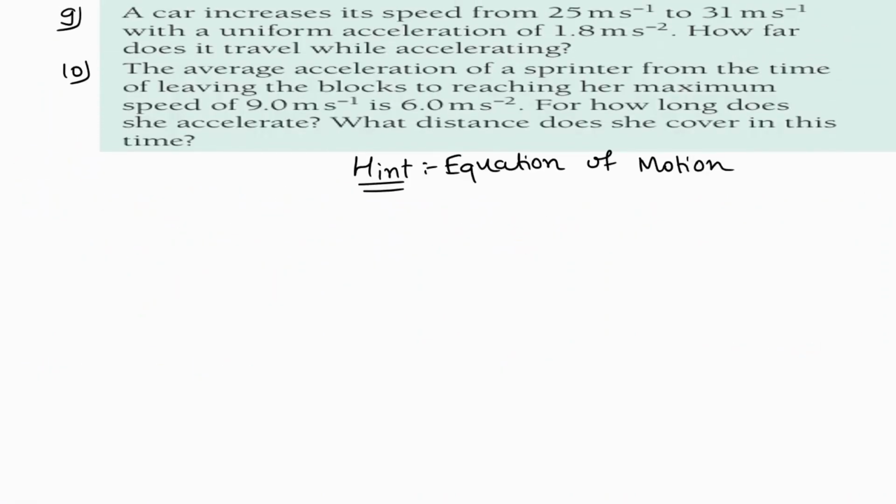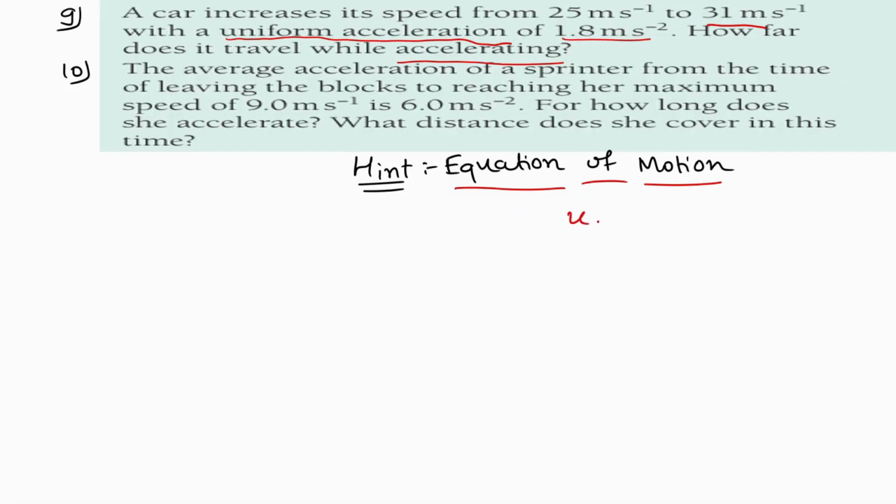Now we move forward. Question number 9. A car increases its speed from 25 meter per second to 31 meter per second with uniform acceleration of 1.8 meter per second square. How far does it travel while accelerating? Here, in the question, they clearly say that the motion is throughout uniform acceleration. It means you can use the equations of motion here. I hope you recall those equations of motion.